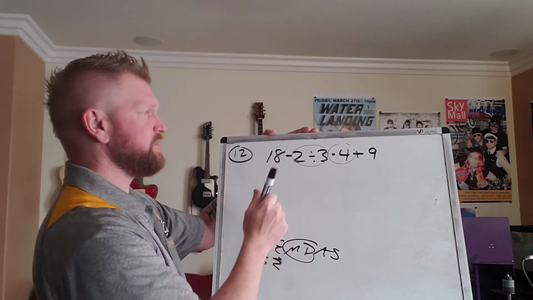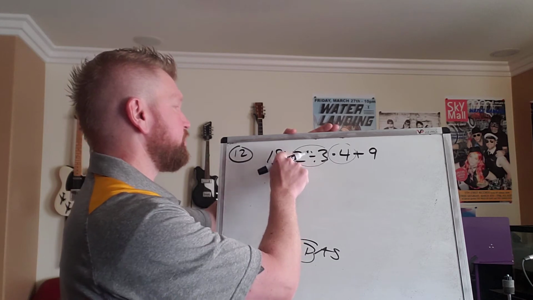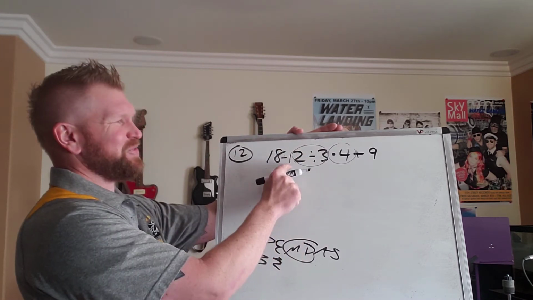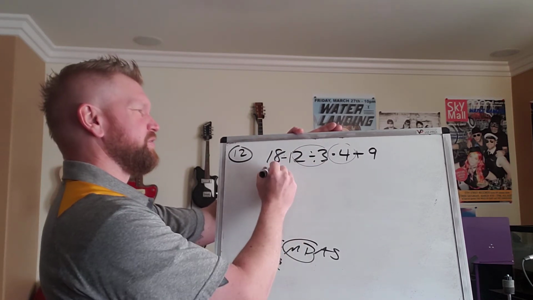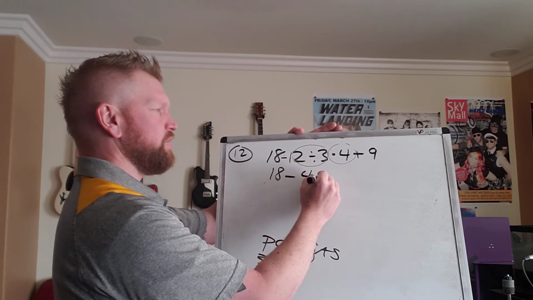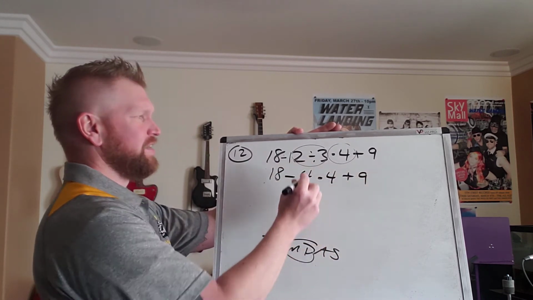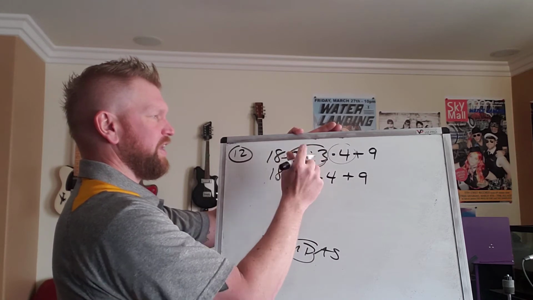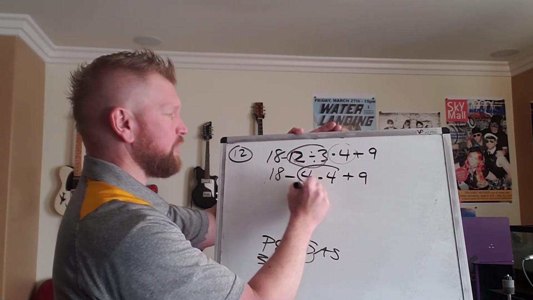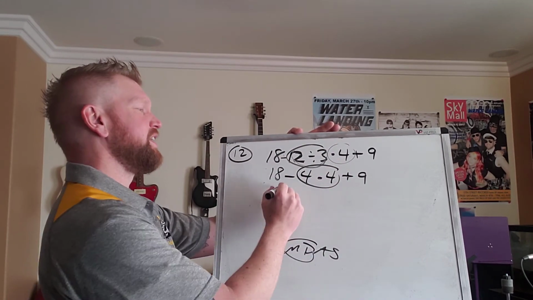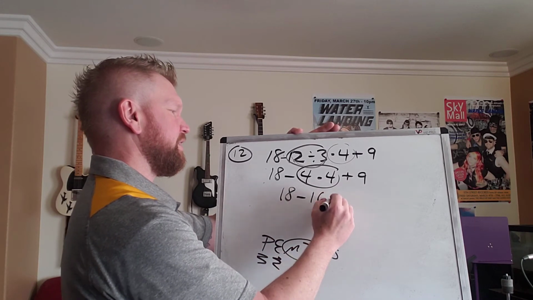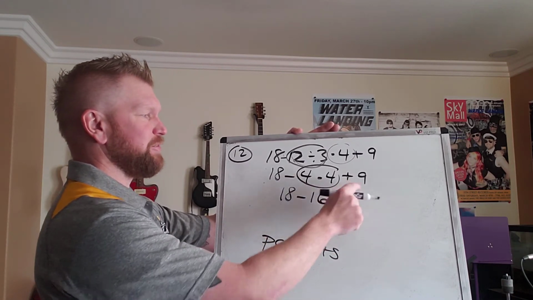So let's divide first. And I forgot to write 12 instead. There we go. 12 divided by 3 is 4. So it's 18 minus 4 times 4 plus 9. So again, I solved 12 divided by 3. That's how I got the 4. Now we're going to multiply. 4 times 4 is 16. So bringing everything down, 18 minus 16 plus 9.